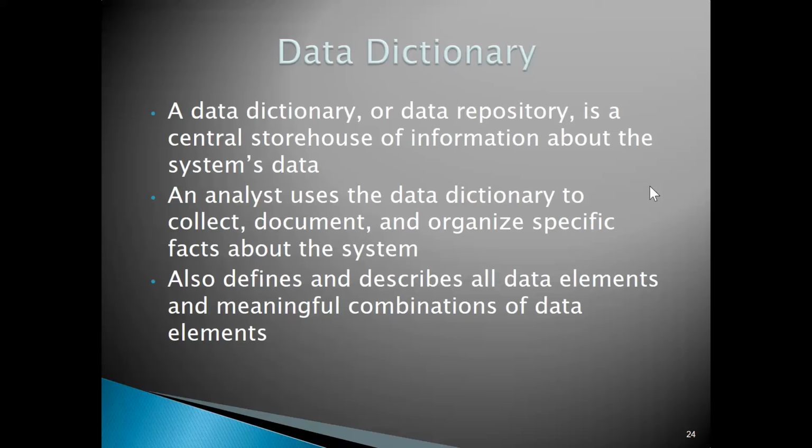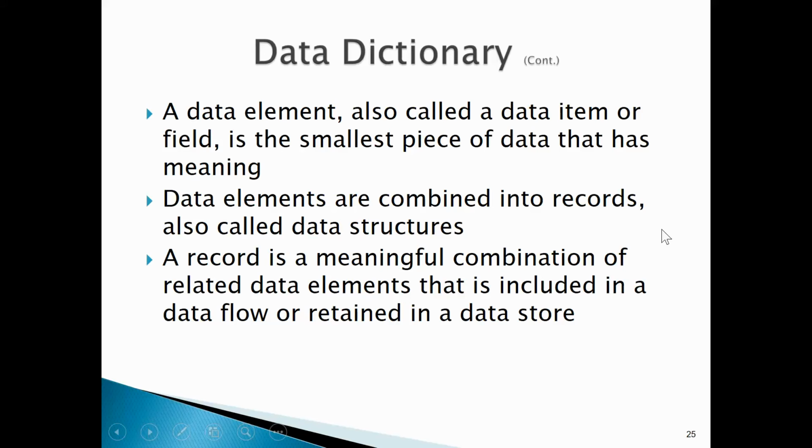It also defines and describes all the data elements and meaningful combinations of data elements. So, where are we storing it? What's being stored with it? So a data element is also called a data item or field. So think about a database. What's a field, right? The smallest piece of data that has meaning.